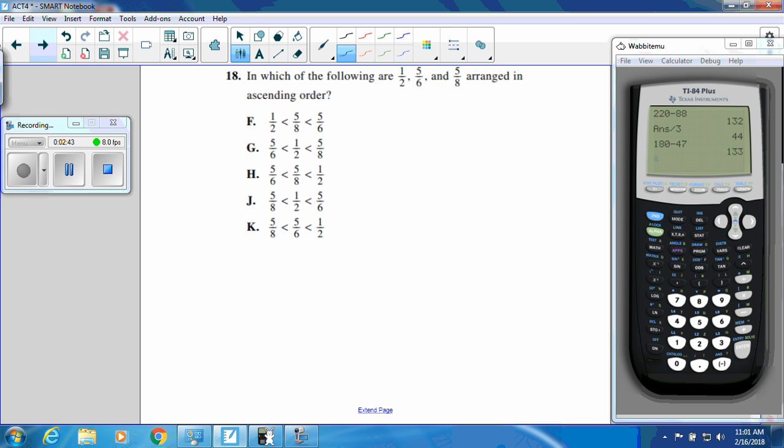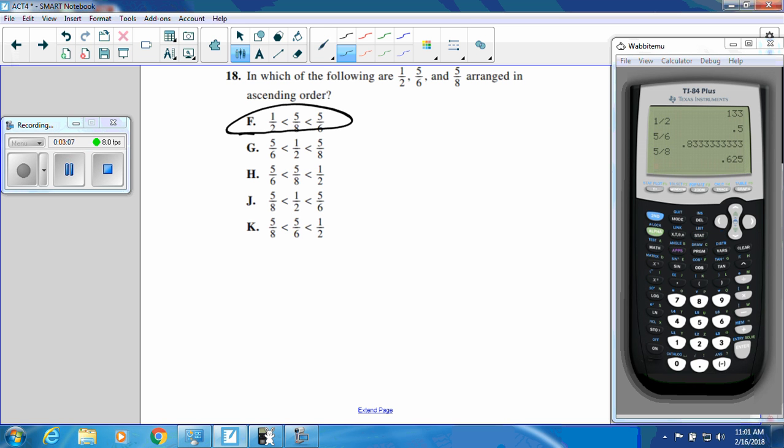Which of the following has 1/2, 5/6, and 5/8 arranged in ascending order? Now there's a few different ways of doing this. And if you're fast with the calculator, then you could actually just type them all in and then compare the decimals. So 1/2, 5/6, 5/8. All right. So it goes 1/2, 5/8, 5/6. Okay. And that was pretty quick.